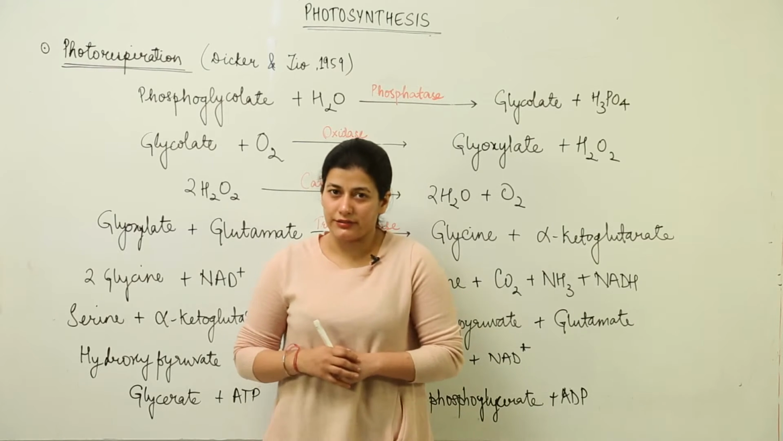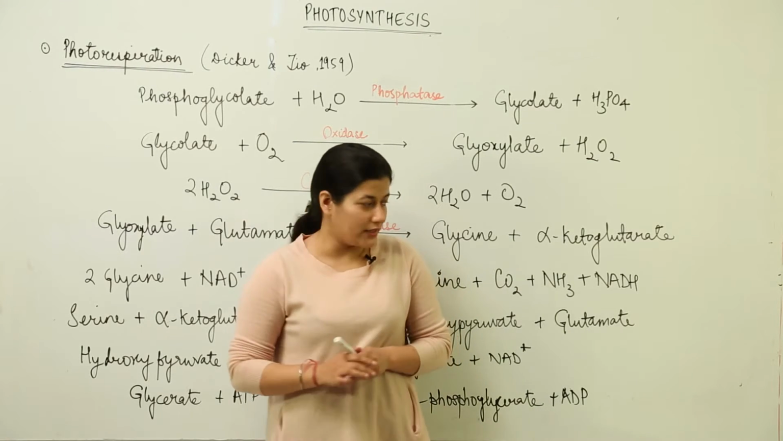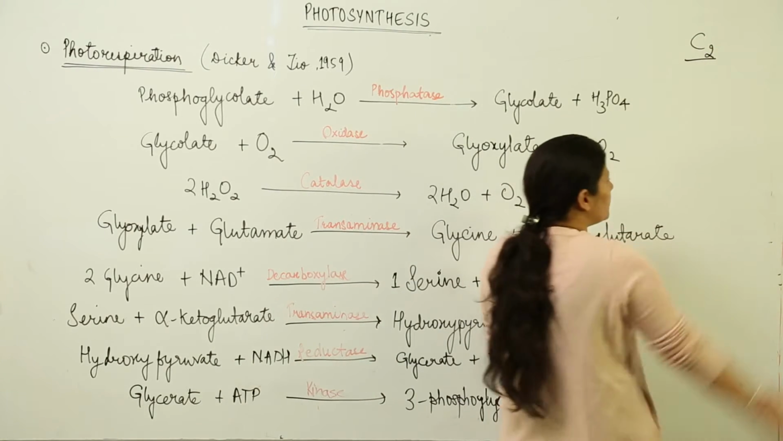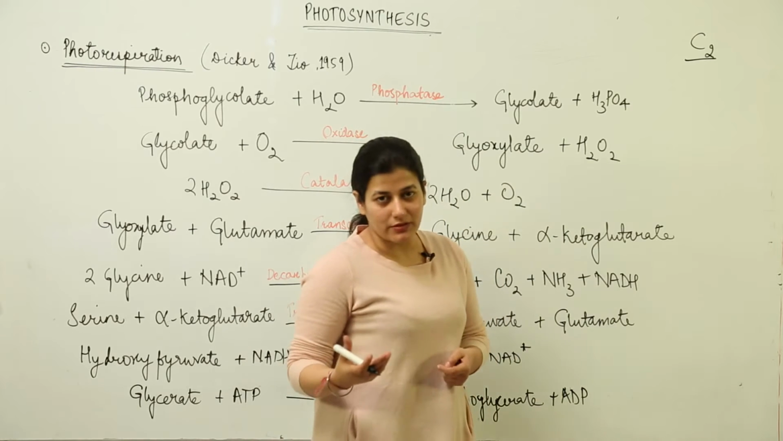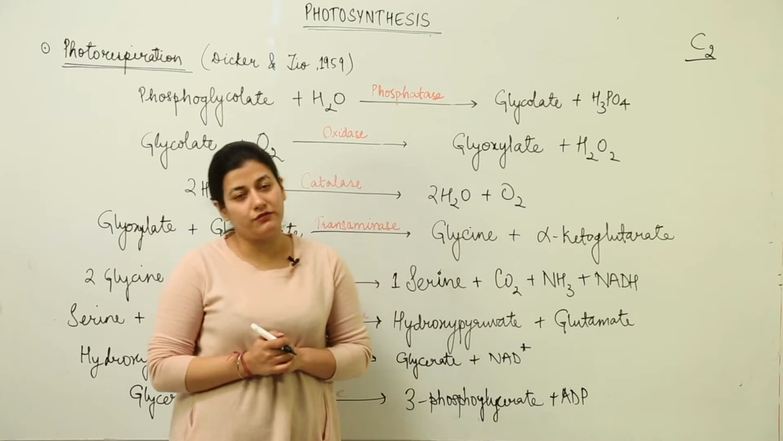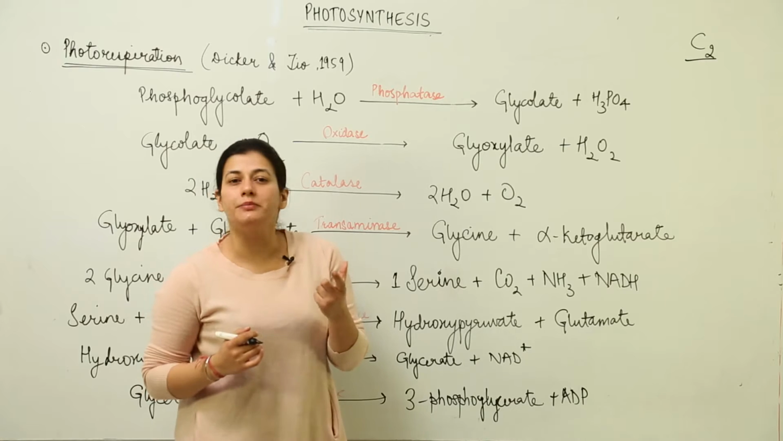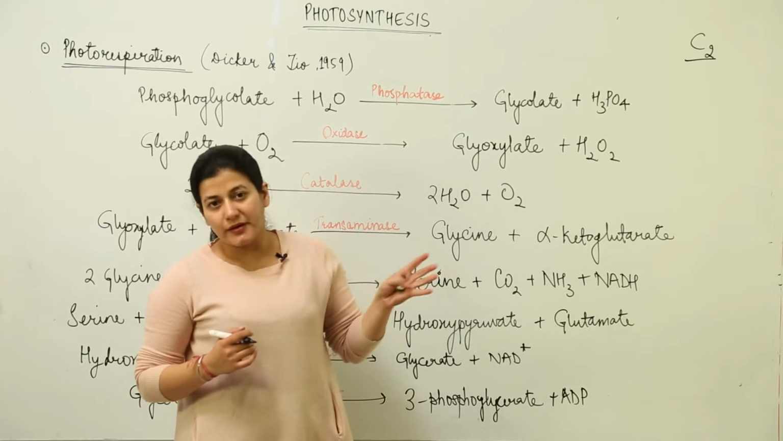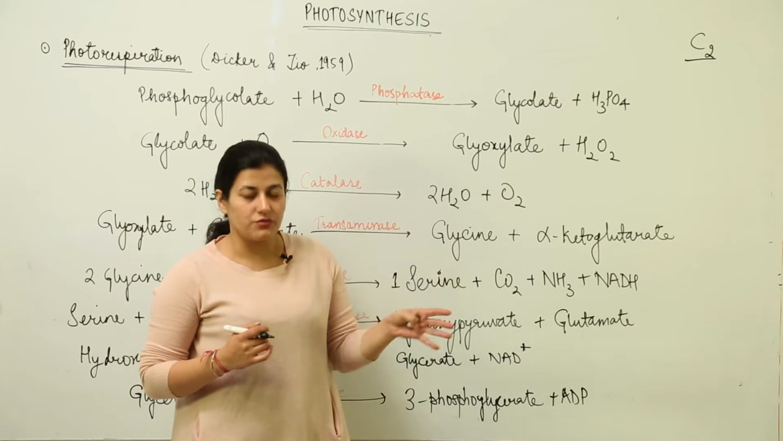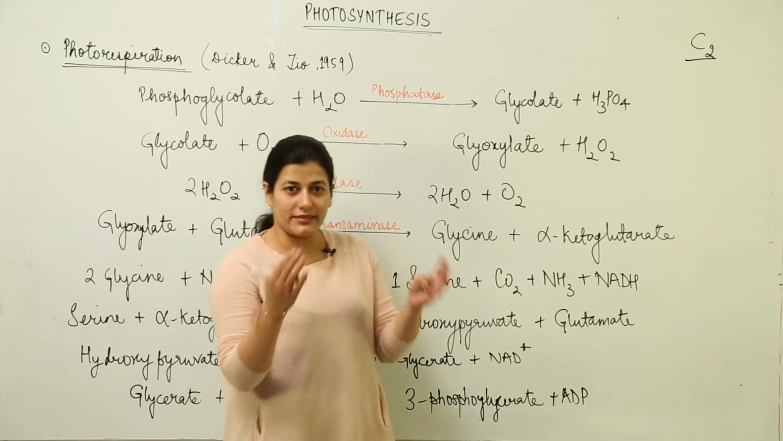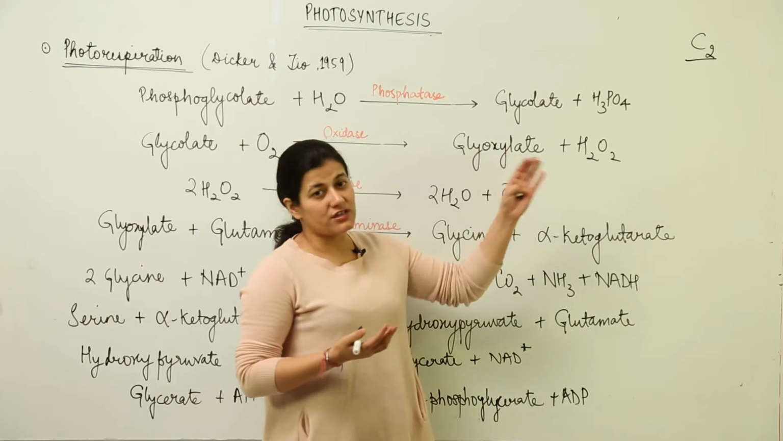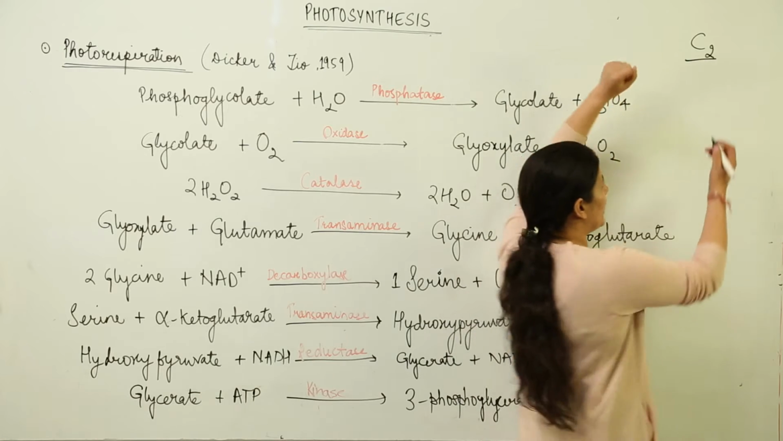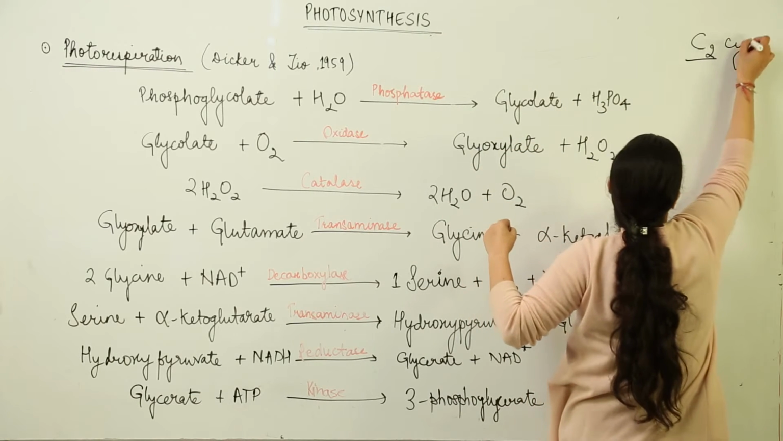After the C3 cycle, we are going to talk about another cycle that is known as the C2 cycle. Now you remember why C3 was the C3 cycle, because the first carbon compound that was being formed was a 3 carbon compound known as 3-PGA, 3-phosphoglycerate. In this particular cycle, the first carbon compound that is being formed is a 2 carbon compound. That is why we are dealing with the C2 cycle.